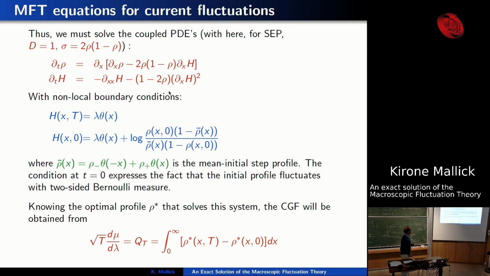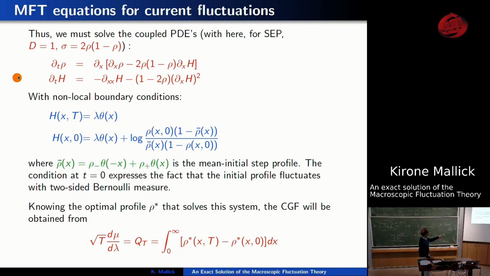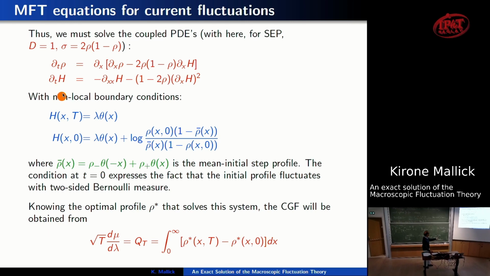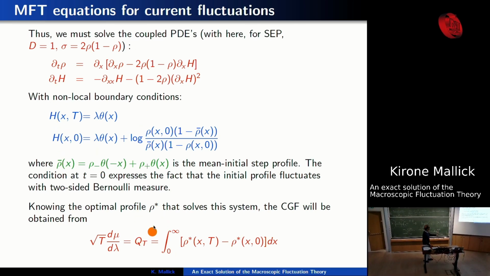So all in all, it boils down to solving this set of nonlinear hydrodynamic equations with these boundary conditions. And once you can solve them, you can compute the typical current and even the cumulant generating function that went through your system by using the solutions of these equations that I call rho star and H star. So here comes the mathematical problem. How can you solve these equations?